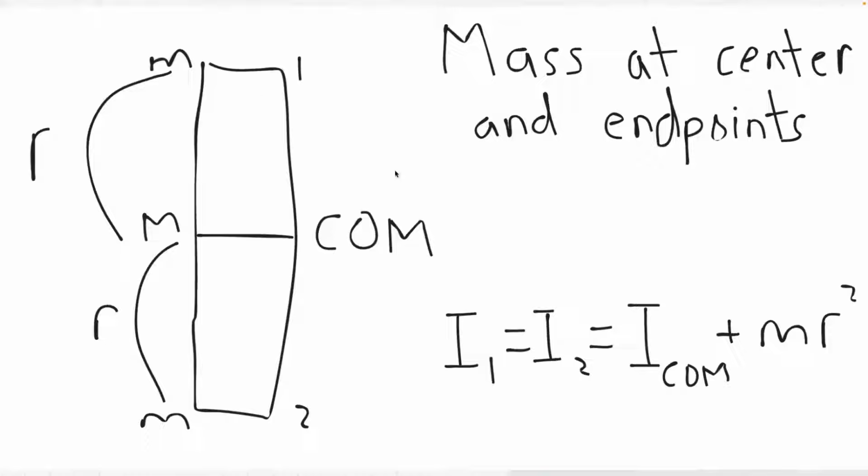Here's a diagram showing what we covered on the last slide. Let's say this is a ruler, a rigid body. The center of mass is defined here, and it has a mass m at the center of mass. There are also two masses at the end points. Let's say this position is defined as 1, and this position is defined as 2. So the moment of inertia at position 1 is equal to the moment of inertia at position 2, which is equal to the moment of inertia at the center of mass plus mr squared, as you can see from this equation.